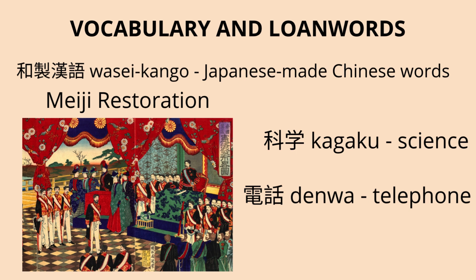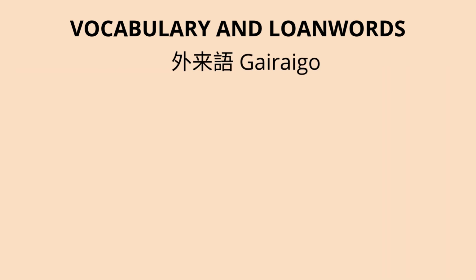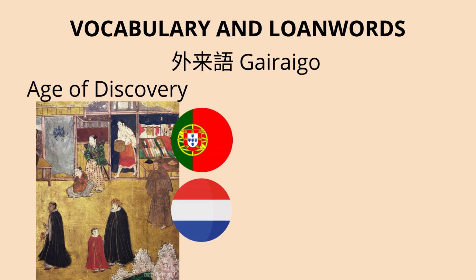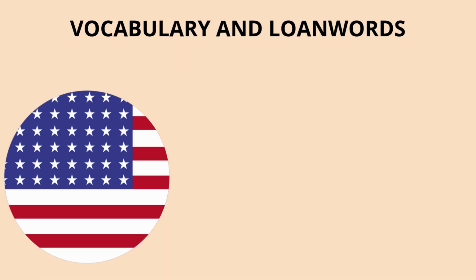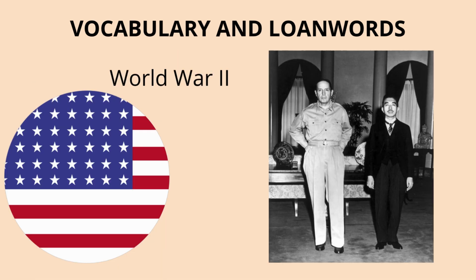Now the fastest growing group of borrowed words, the gairaigo, are words from foreign languages other than Chinese. Some came from Portuguese and Dutch during the Age of Discovery, then more came from German and French during the Meiji Restoration and the Westernization of Japan. But the biggest influence by far is English, especially after World War II. English words make up over 80% of all gairaigo.